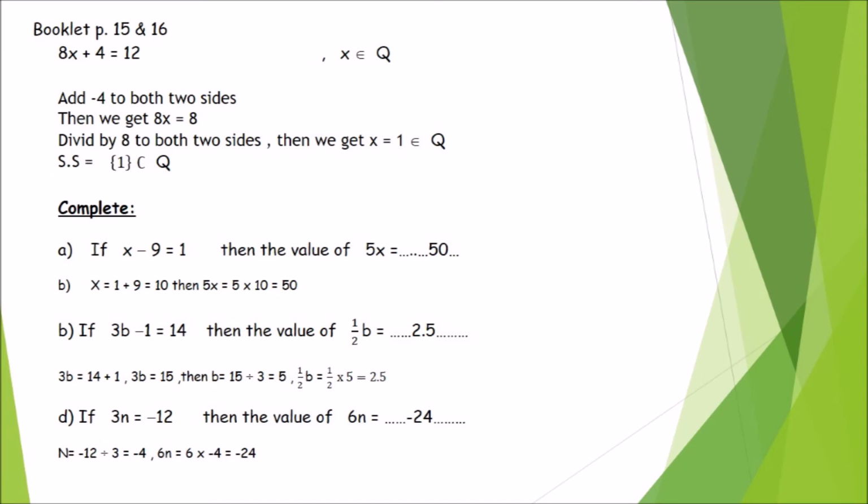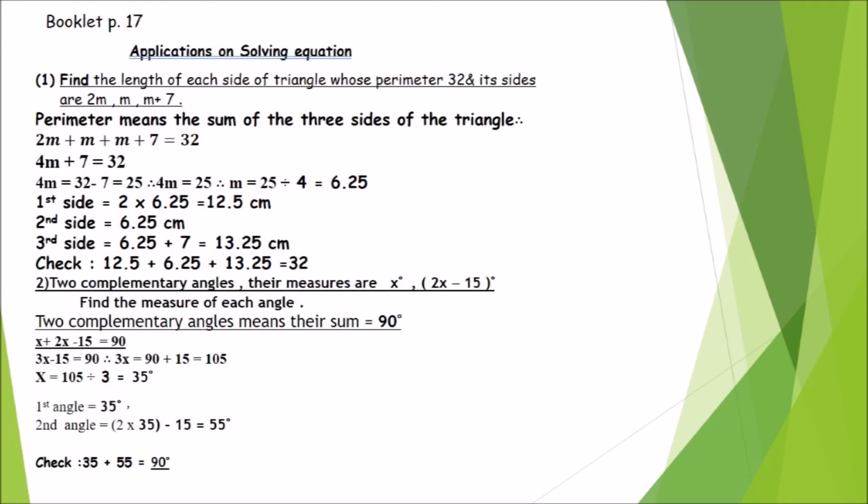The next one, if 3n equals negative 12, then the value of 6n equals what? Now, as we know before, 3n means 3 multiplied by n. So what is the inverse of multiplication? It's division. So we will divide by 3 on both sides. Then negative 12 divided by 3 equals negative 4. So 6n means 6 multiplied by n. 6 multiplied by negative 4 equals negative 24.